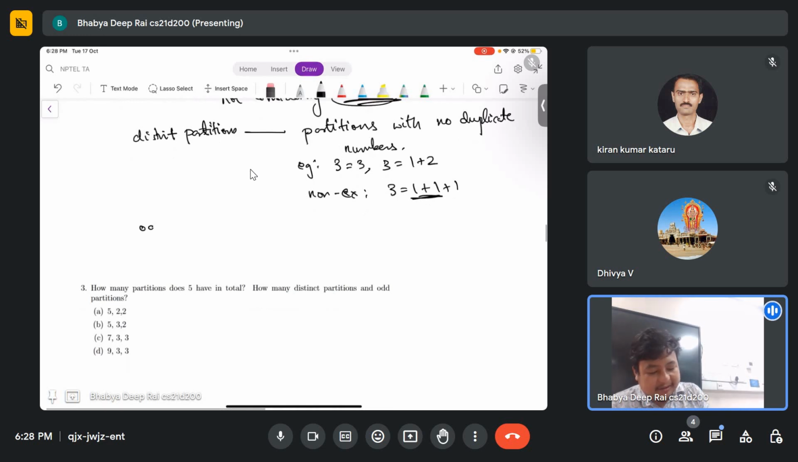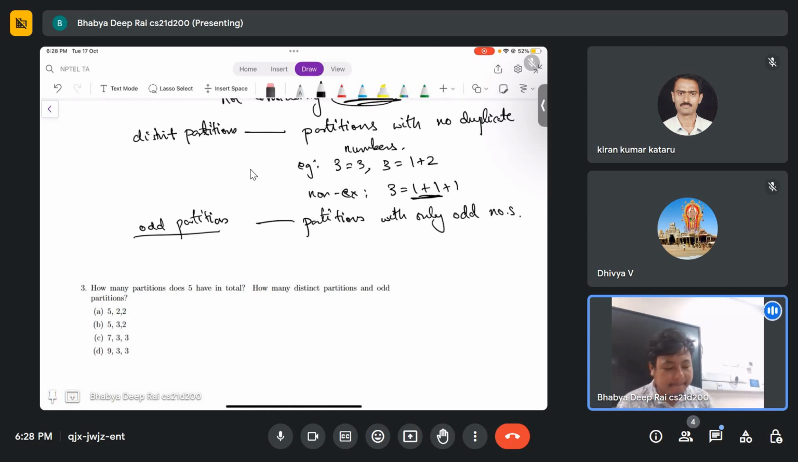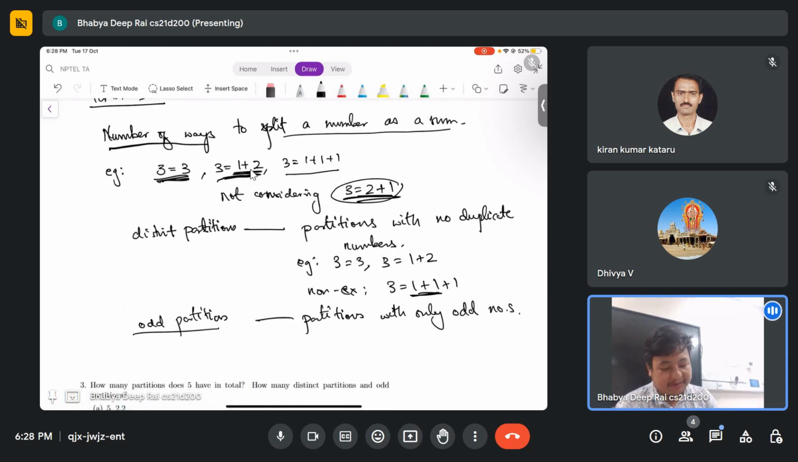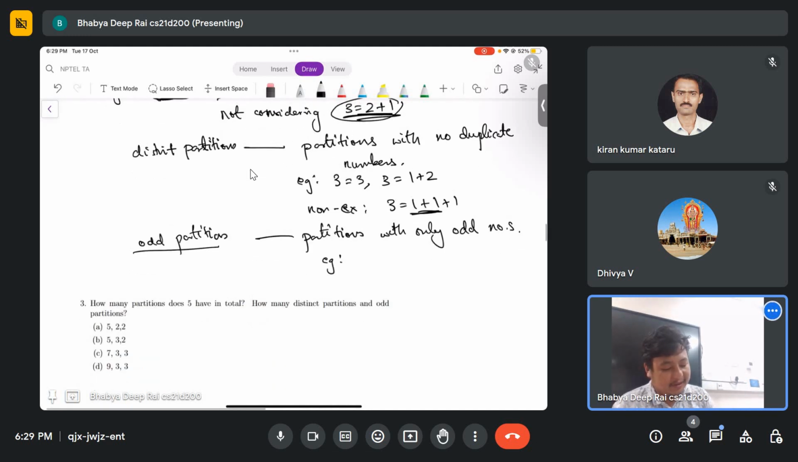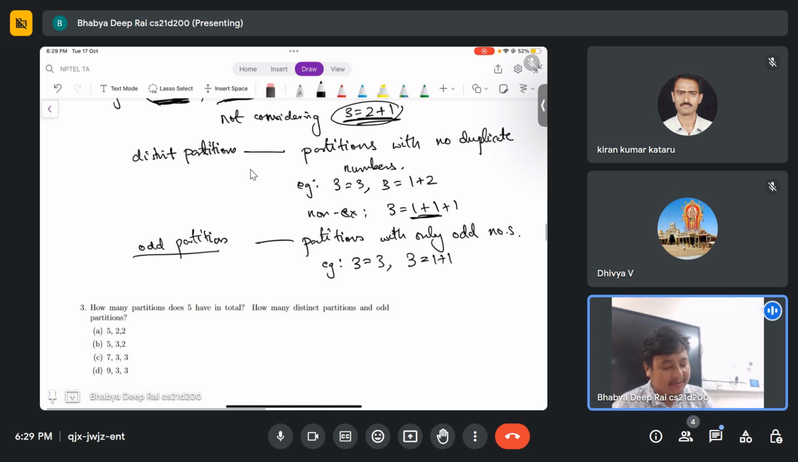Next, odd partitions. Partitions with only odd numbers. So partitions with only odd numbers, meaning how many partitions here consist of only odd numbers on the right hand side. Example, 3 equals 3, 3 equals 1 plus 1 plus 1, but 3 equals 1 plus 2 is not an example because there is 2 there.